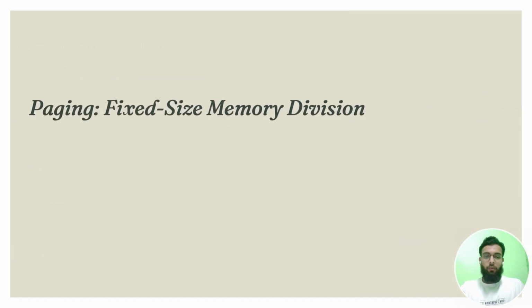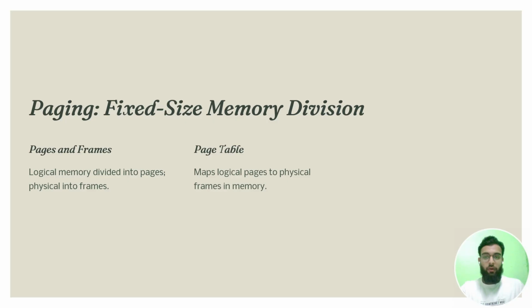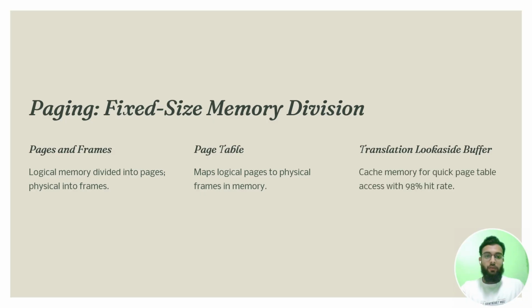Now we'll see about paging, which is fixed size memory division, pages and frames. So logical memory is divided into pages, physical into frames. Then what is a page table? So it maps logical pages to physical frames in the memory. And at last we'll have the translation look-aside buffer, which is cache memory for quick page table access with 98% hit rate.